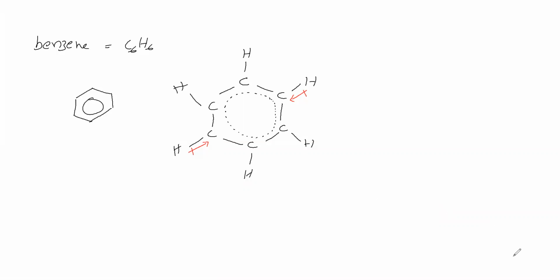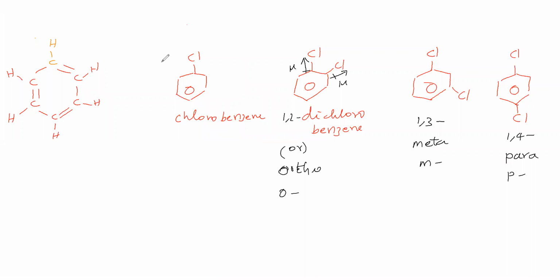Let us replace one hydrogen by Cl. So now we have replaced one hydrogen by Cl. Therefore, it has a dipole moment. This C-Cl bond has a dipole moment like this. This dipole moment and this dipole moment will not get cancelled, isn't it? Therefore, this molecule has a dipole moment, which means this molecule has polarity because of this C-Cl bond.